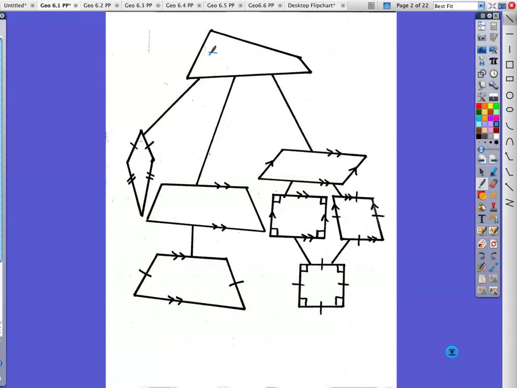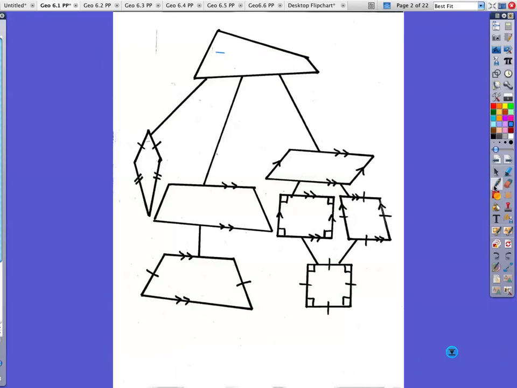This is called a quadrilateral. A quadrilateral is any four-sided figure. And we can have no parallel lines in our figure, or we can come down this route and we have one pair of parallel sides. And then on this one you have two pairs of parallel sides.